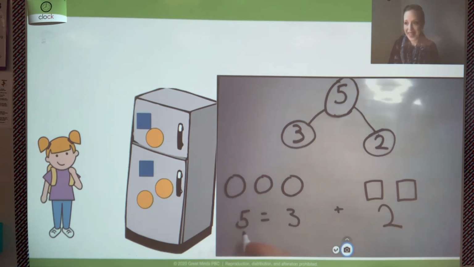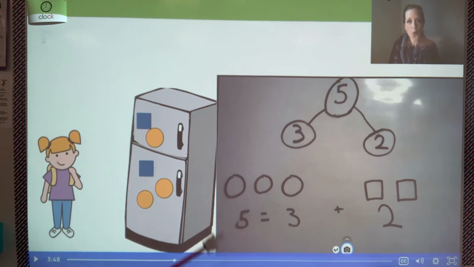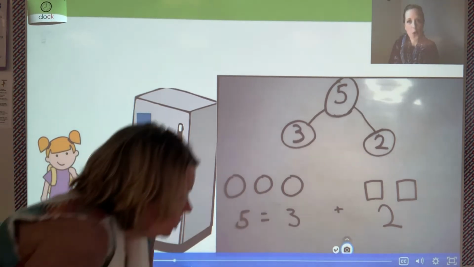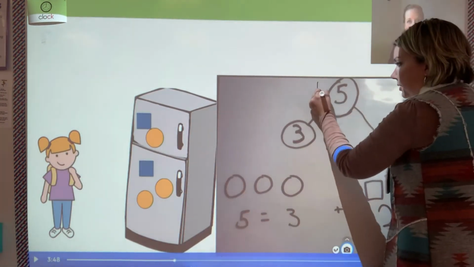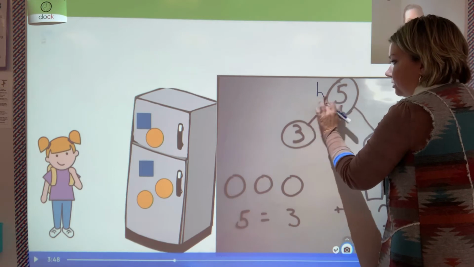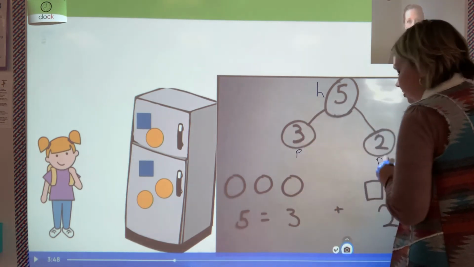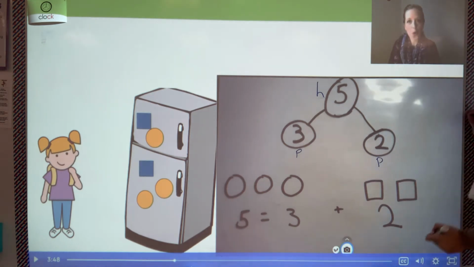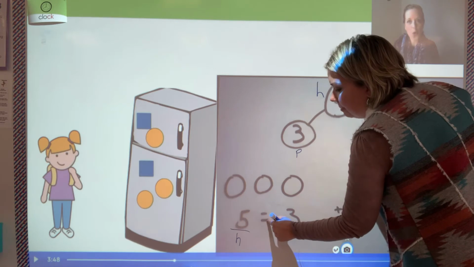Five is 3 and 2. Okay, so let's look at that and talk about it. Do you see how she got that? When you do an addition number sentence, remember our number bond. We know the parts of our number bond really well now. You guys know this. The whole and the 2 parts. So when you do a number sentence, the whole always is going to go by the equal sign.